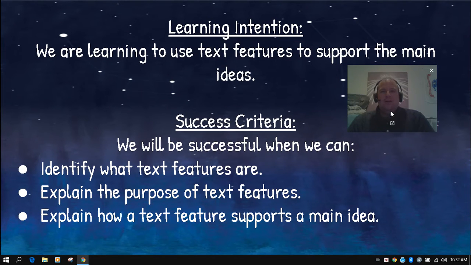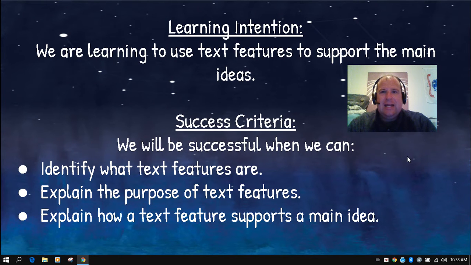If you'll follow along, I'll read our learning intention and our success criteria for today. We are learning to use text features to support the main ideas. So let's stop. Let's look at that intention. What do you already know something about within that learning intention? We are learning to use text features to support the main ideas.